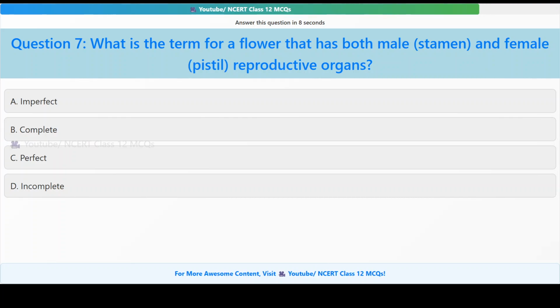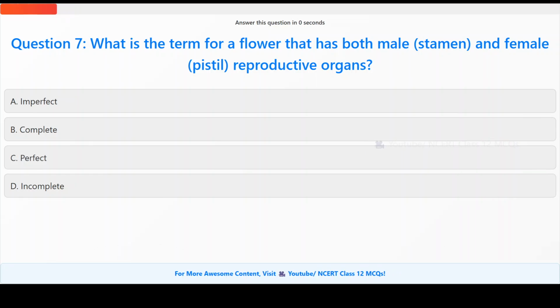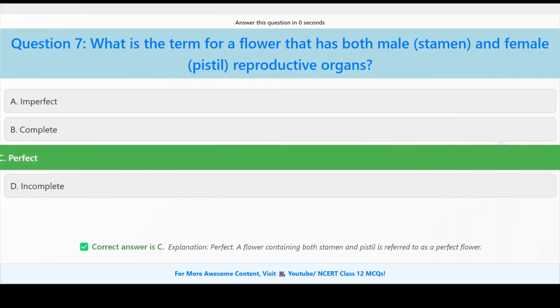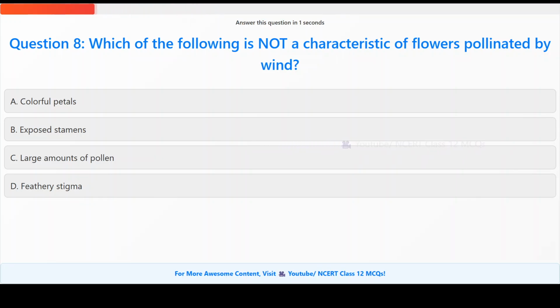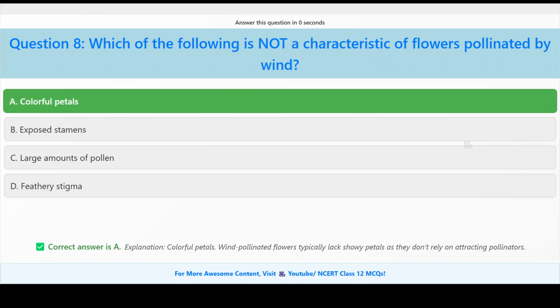Question 7. What is the term for a flower that has both male (stamen) and female (pistil) reproductive organs? Perfect. A flower containing both stamen and pistil is referred to as a perfect flower. Question 8. Which of the following is not a characteristic of flowers pollinated by wind? Colorful petals. Wind-pollinated flowers typically lack showy petals as they don't rely on attracting pollinators.